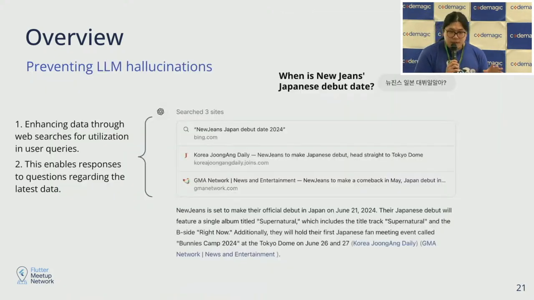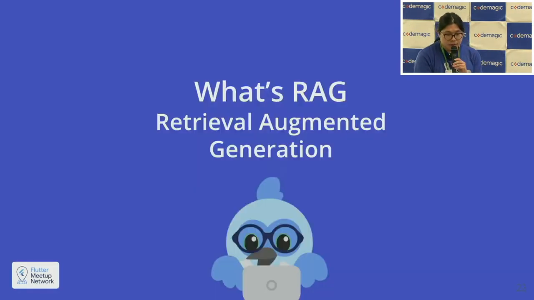There are better methods to reduce LLM hallucinations. I asked the web-browsing version of ChatGPT about the NewJeans debut date in Japan. This version used web search first before answering, to get updated data. RAG, which I will show next, is one of the methods to overcome LLM hallucination.